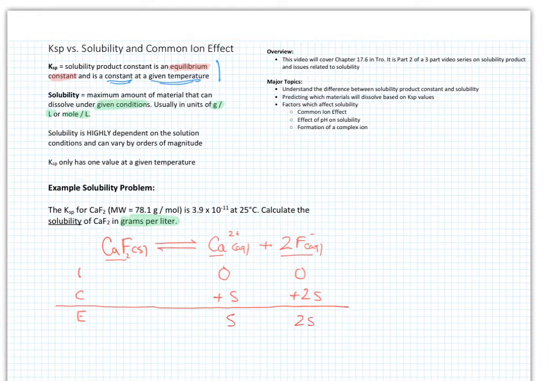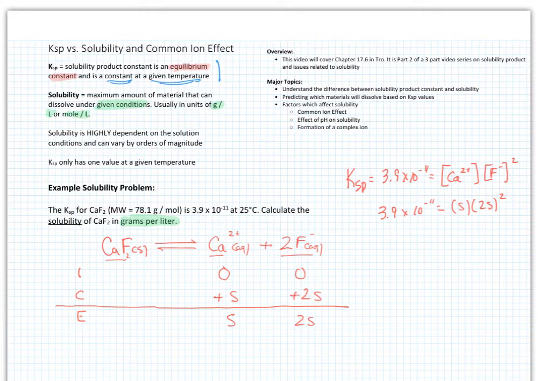All right? You've done a whole lot of equilibrium problems, so you probably know where we're going next with this. We're going to write the KSP expression. KSP is equal to 3.9 times 10 to the minus 11, and that is equal to the concentration of calcium ions times the concentration of fluoride ions, the whole quantity squared. All right, so 3.9 times 10 to the minus 11 is equal to S times 2S squared.